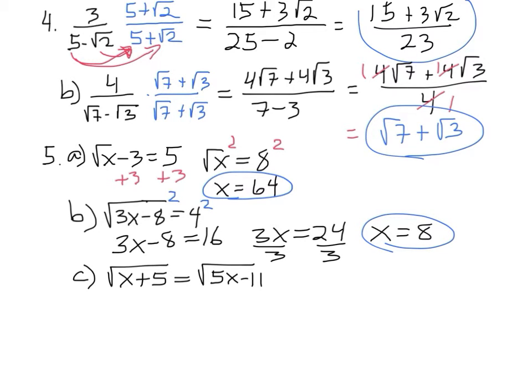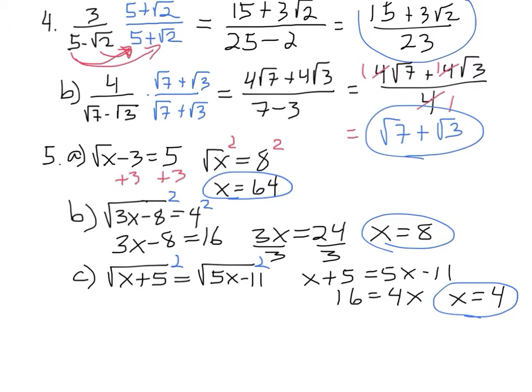In this equation, I have 2 square roots, but that's all I have, and they're on 2 sides of the equation. So I can square both sides and just get rid of those square root signs, and it becomes x plus 5 equals 5x minus 11. I take away x from both sides, so I get 4x. I add 11 to both sides, 16. So you see from there, x equals 4.